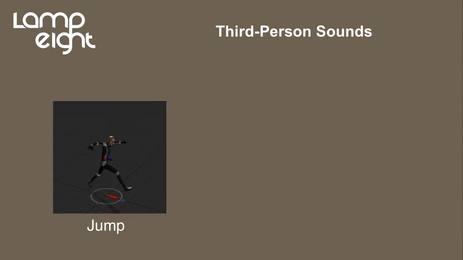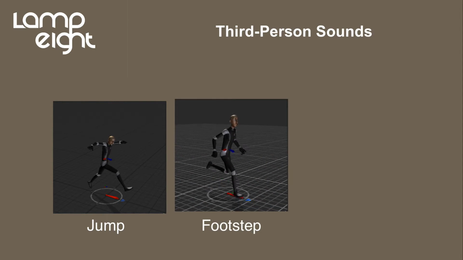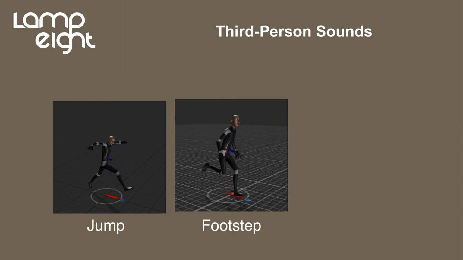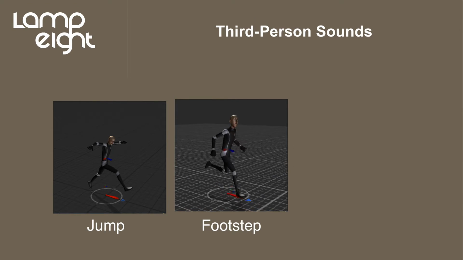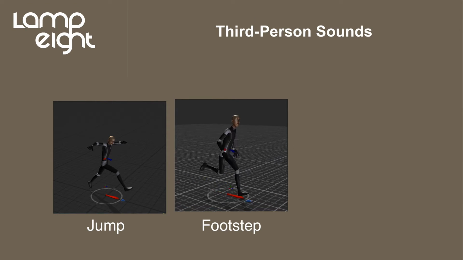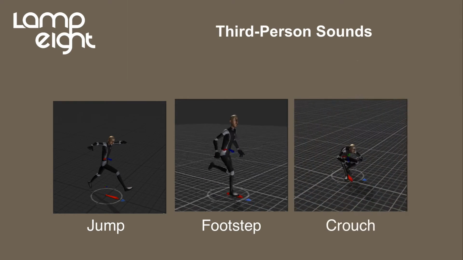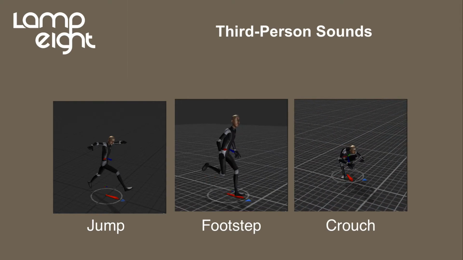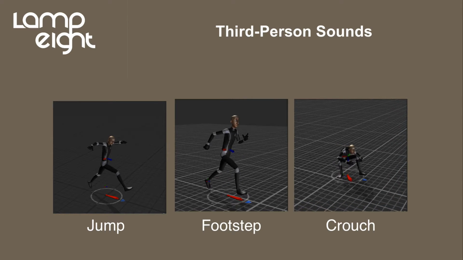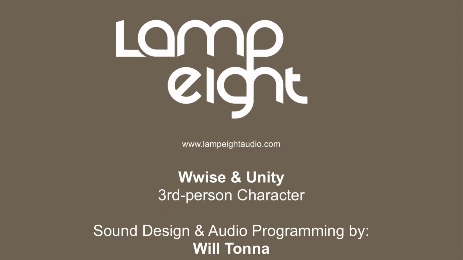So we're going to look at three basic elements you'd expect in a typical sound bank for a third-person character. The first of which is a basic jump sound for the respective jumping action. The second is a footstep mechanic, and we'll use a switch group within Wwise to reflect the material that the player is moving on. And the third is a modifier for those footstep sounds for when the player is crouching, using a crouch state group. So let's jump straight ahead.